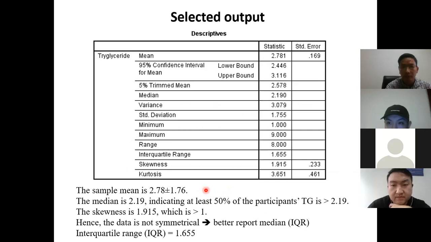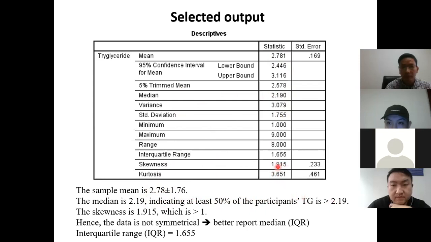Let's see another example. TG for triglyceride. The mean, that's the mean, and that's the standard deviation. So we write 2.78 plus or minus 1.76. Median, that's the median. 2.19.